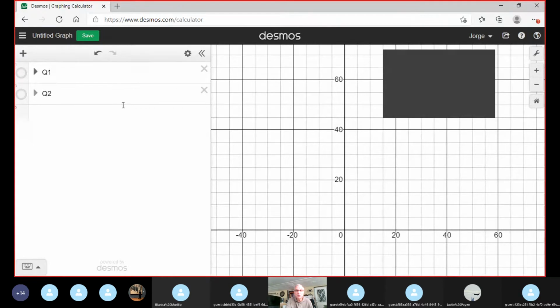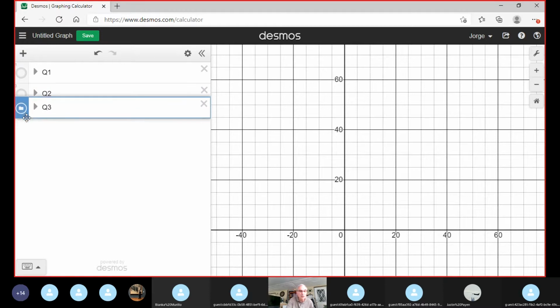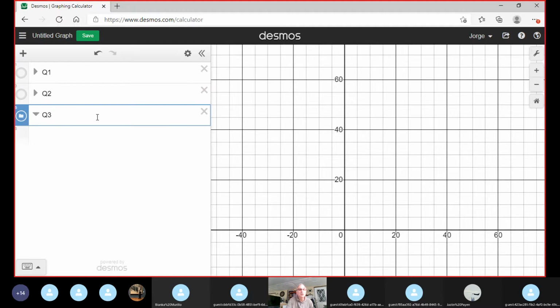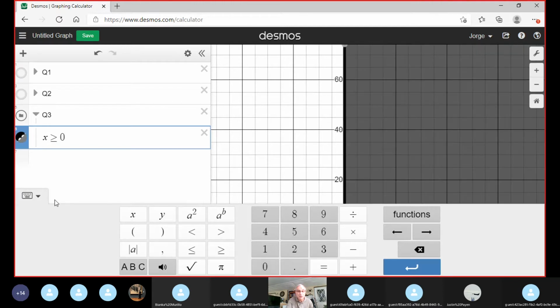Okay, Desmos again. I want to call it question 3. But Professor, I want 1, 3, 2. Okay, no problem. I click here and drag. 1, 2, 3. Now I press enter when I want to put different equations. So you put x. I open the keyboard, x greater than or equal to 0. Boom. What the hell is that?